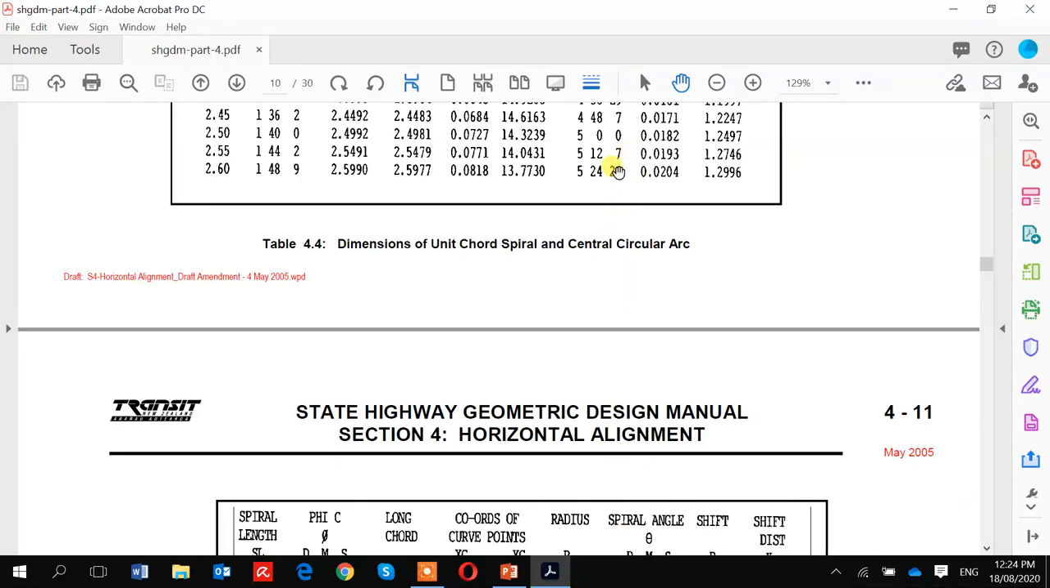This one is the angle phi, and then the first one is spiral. Okay, spiral is 2.5, and then we have the radius. This one is let's say 14.32, and then we have the shift. Shift is 0.0181, and then the shift distance is 1.2497.